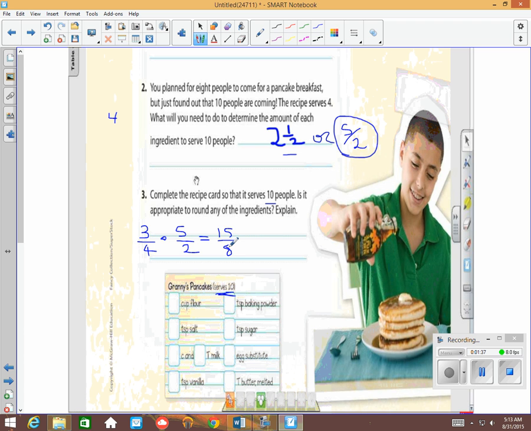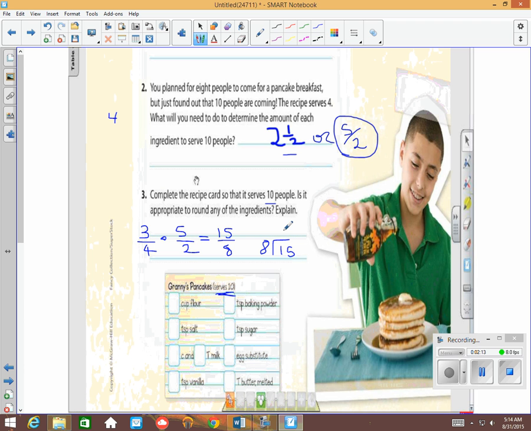Now you're wondering, how much is 15 over 8 for my flour? That doesn't even make sense. How can you measure 15 over 8? What do you think you're going to do to the 15 and the 8? What are we changing it back to? Right, we're going to divide 8 into 15. That changes it from an improper fraction to a mixed number.